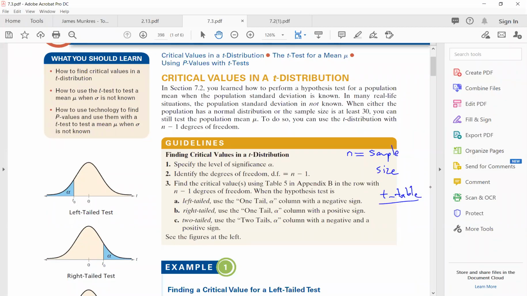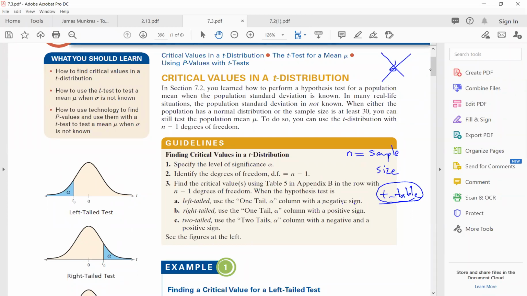Again, sigma is missing. You don't have your sigma. So you cannot use z-table. You have to use a new table, t-table. Then if you have a left-tailed graph, we use one-tail test and we put a negative sign next to our number. Again, to use t-distribution, we have to identify alpha, level of significance, degrees of freedom.